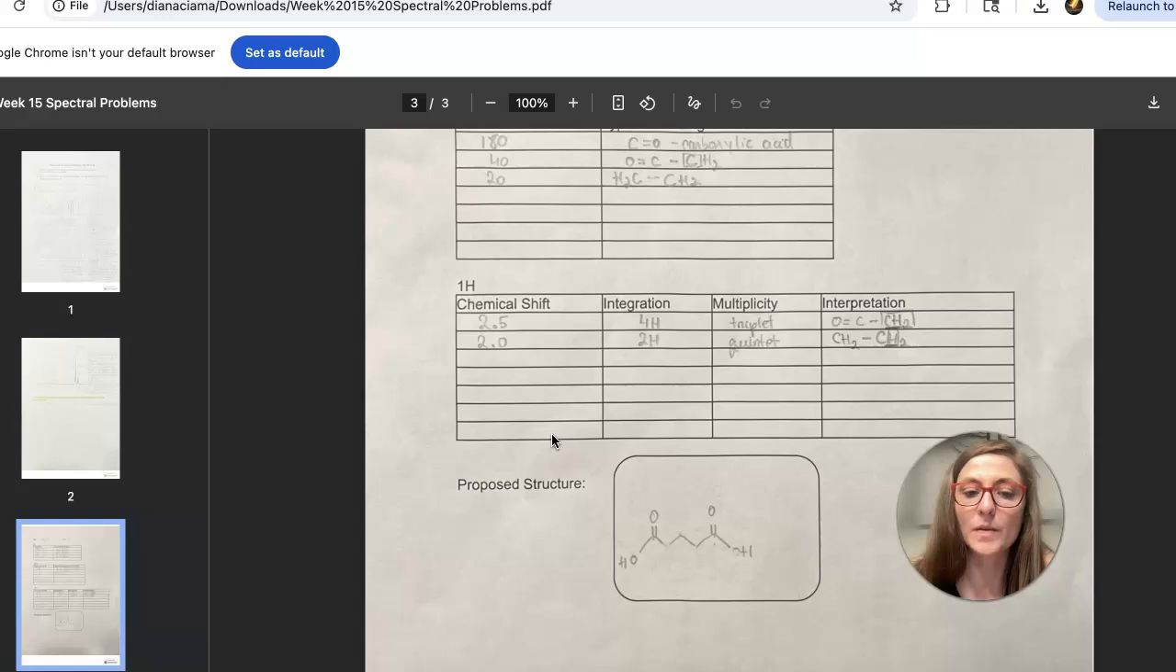I just have the 2 peaks at 2.5 ppm and 2.0 ppm, and then the proposed structure is glutaric acid at the bottom.